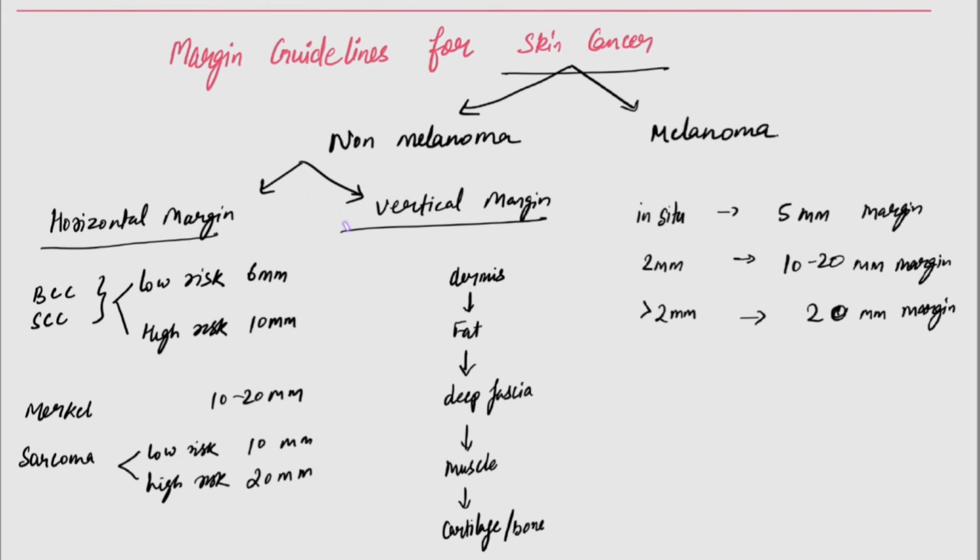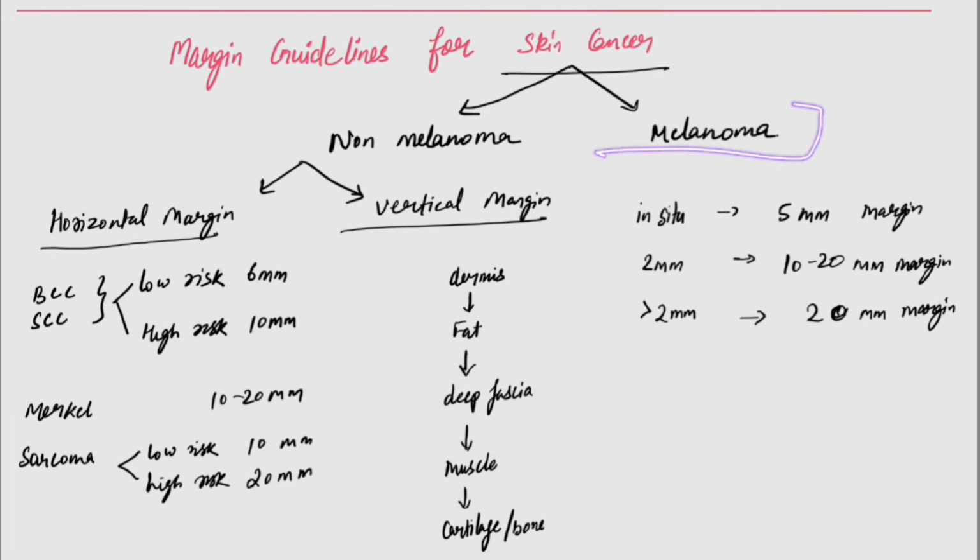In case of vertical margin, if the lesion is till the dermis we go till the fat layer. If the lesion includes the fat layer we go till the deep fascia. If the lesion involves deep fascia we go till the muscle, and if muscle is also involved we go till the cartilage or bone. So we follow this order.